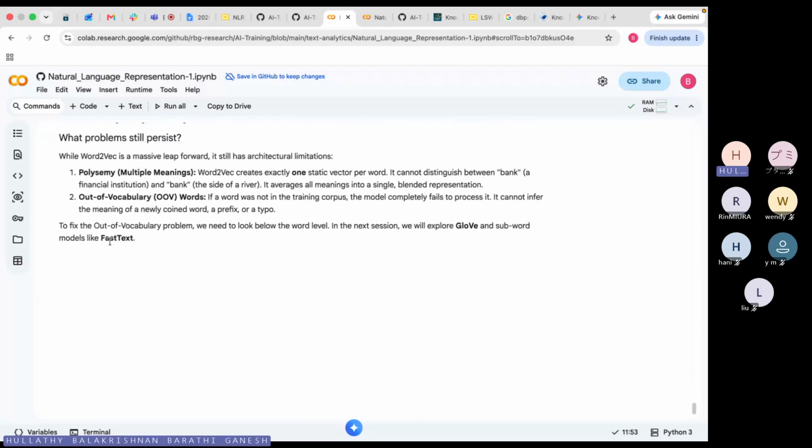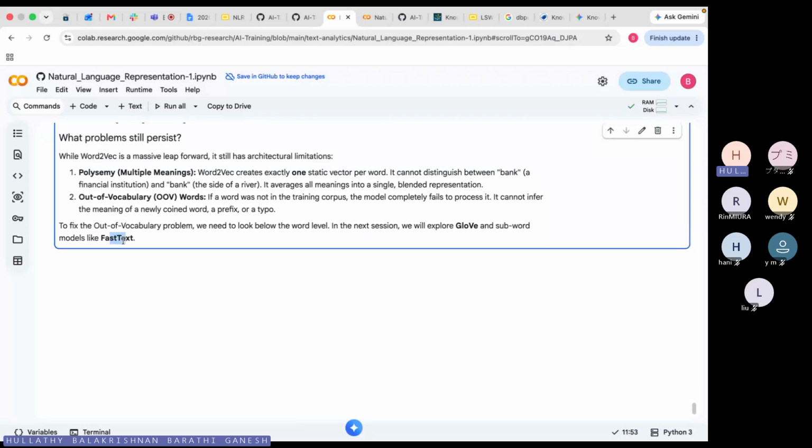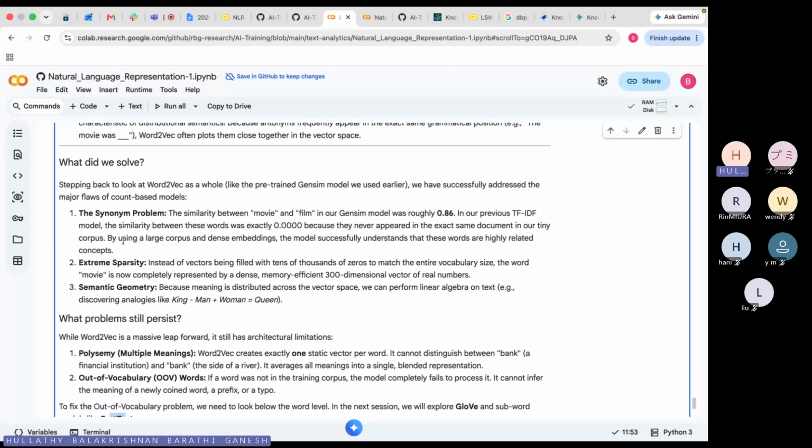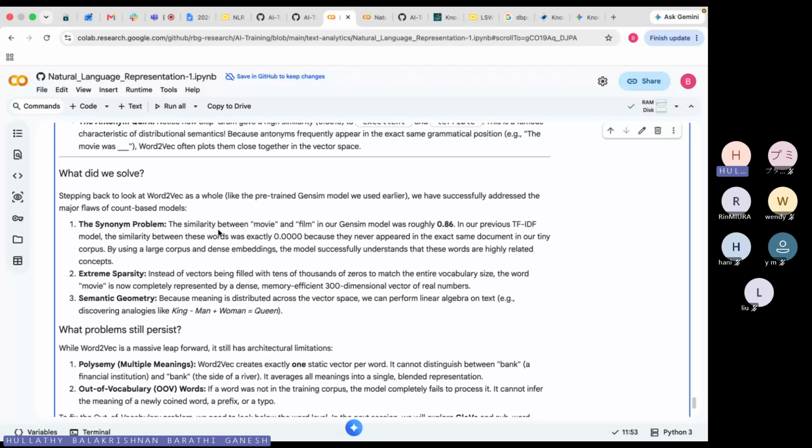GloVe, FastText and BERT will be covered in the next sessions. If you have any questions, please let me know. Also, I don't want to take much time, that's why I was a little bit rushed. Whenever you have time, please do this experiment and go through these materials. If you have any doubts, I can clarify on a one-to-one call or in the next session.